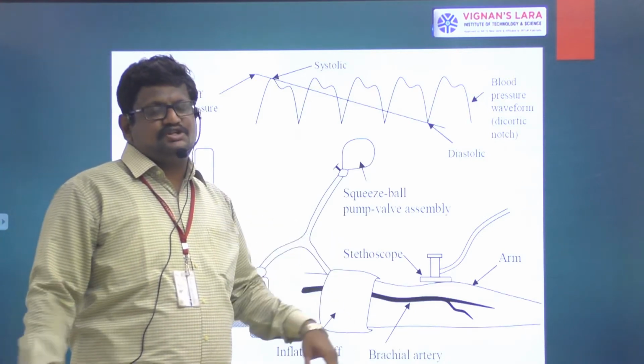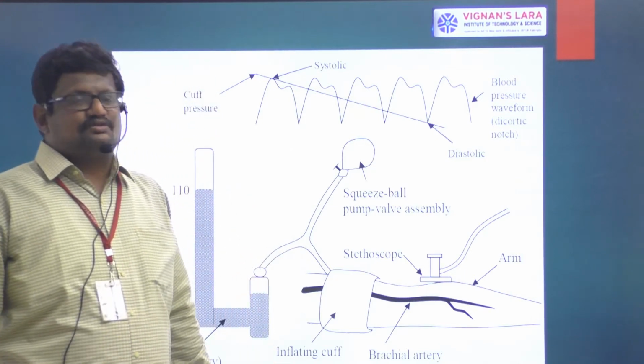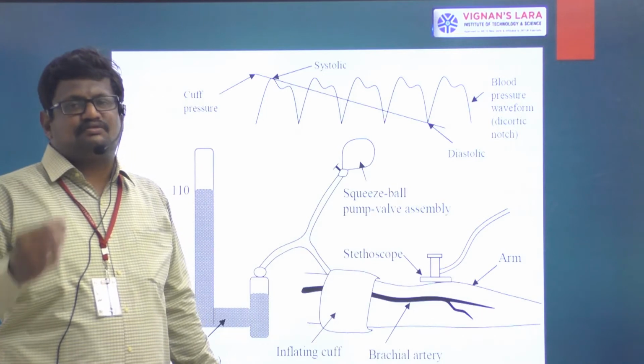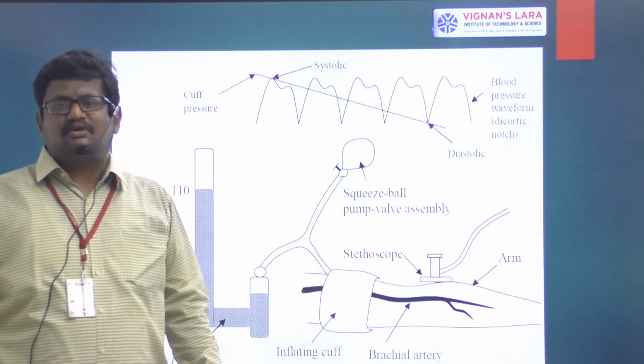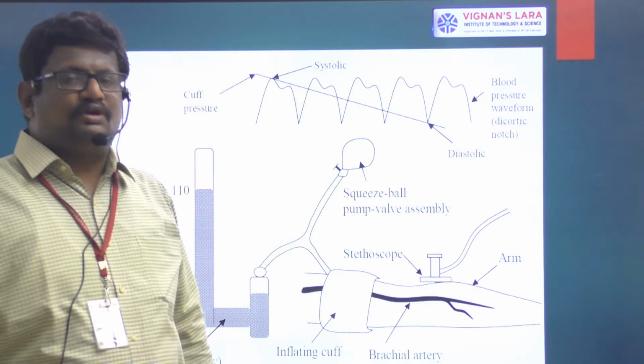And how does the physician know whether the blood just starts to flow? What is the instant when the blood just starts to flow? He is hearing it in the stethoscope. So when the blood just starts to flow, he is able to hear some sounds called Korotkov sounds. So the onset of the Korotkov sounds will give you the systolic pressure.